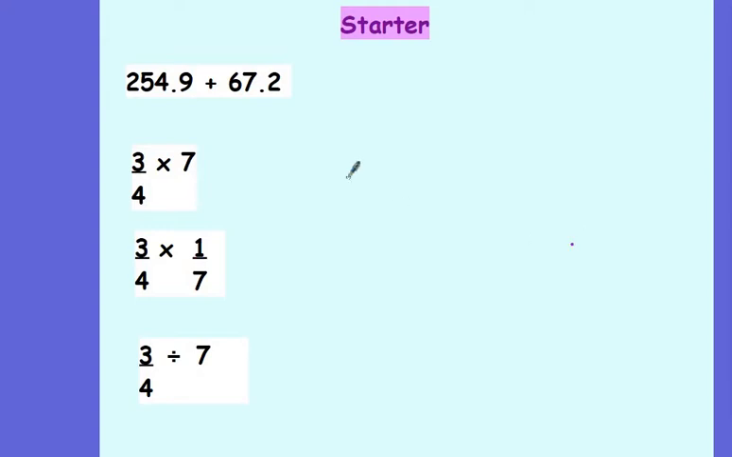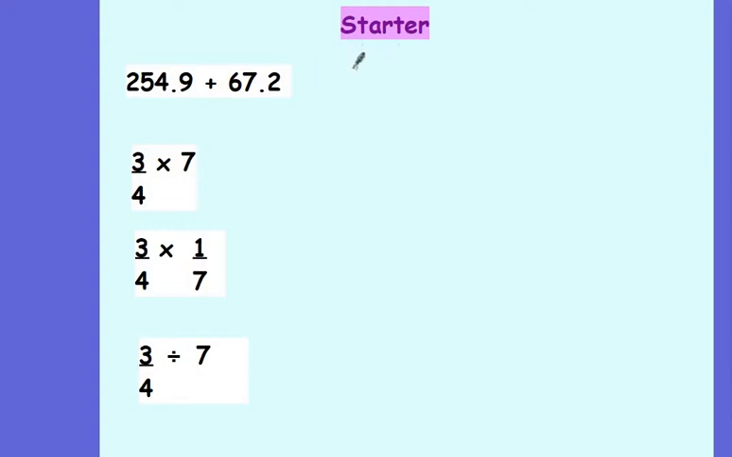Here's today's starter. Can you add together 254.9 plus 67.2? Can you work out 3/4 multiplied by 7? Can you then work out 3/4 multiplied by 1/7? And then can you do 3/4 divided by 7? Pause the video and answer those questions in your light blue books now.